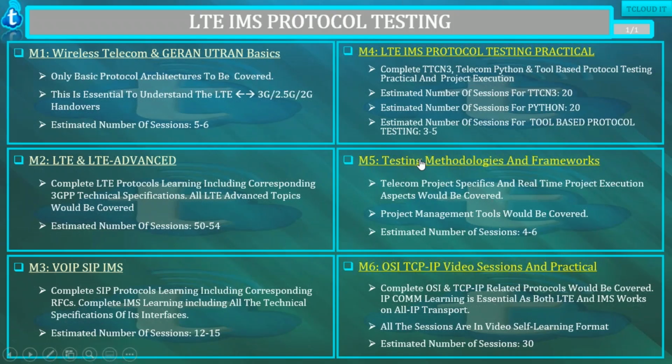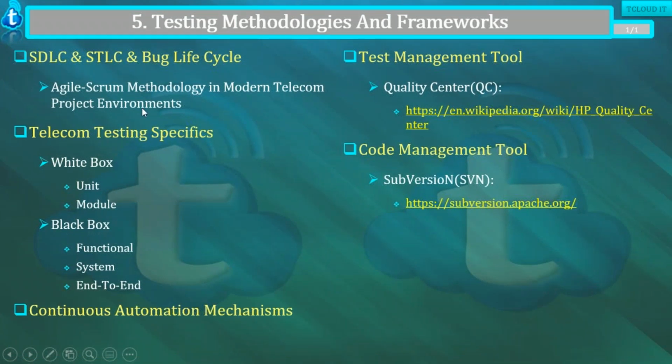Now, the fifth module is about how project management will work, what kind of protocol testing, how many types of protocol testing would be there in real working companies, and how these test cases will be managed, how the test code will be managed by using what tools, etc. We will be learning it in this fifth one. This is the generic project environment point of view.